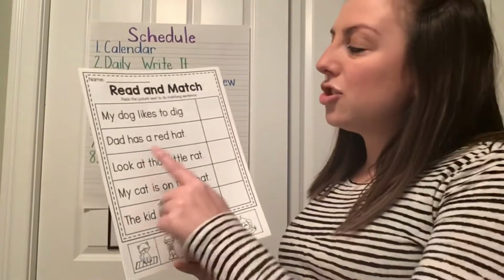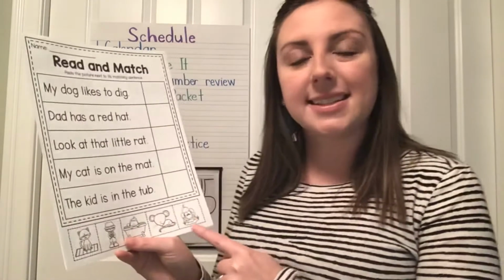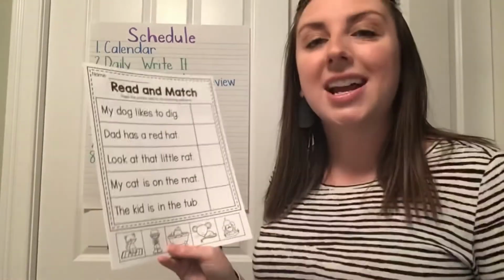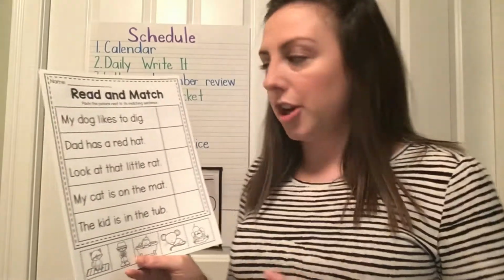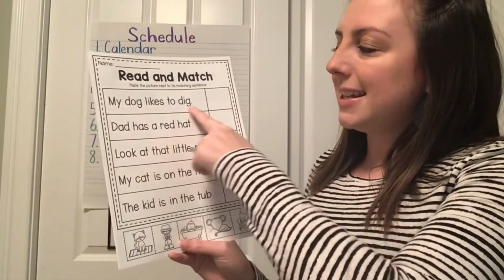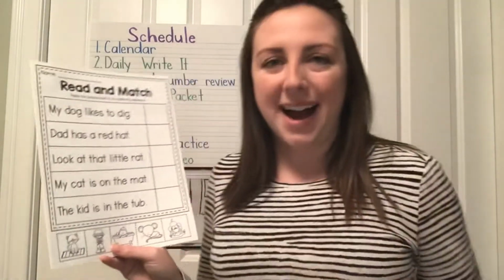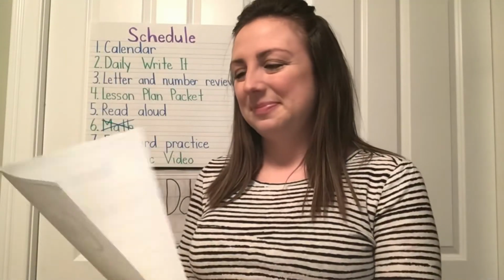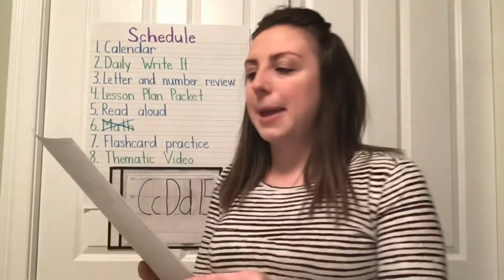You are going to cut out the pictures and you're going to paste or glue the picture next to the sentence that matches the picture. So you'll read the sentence, find the picture that matches, glue it in the box. That is your first literacy paper.